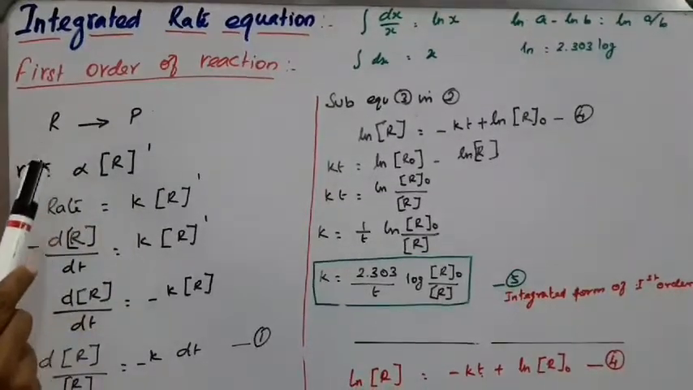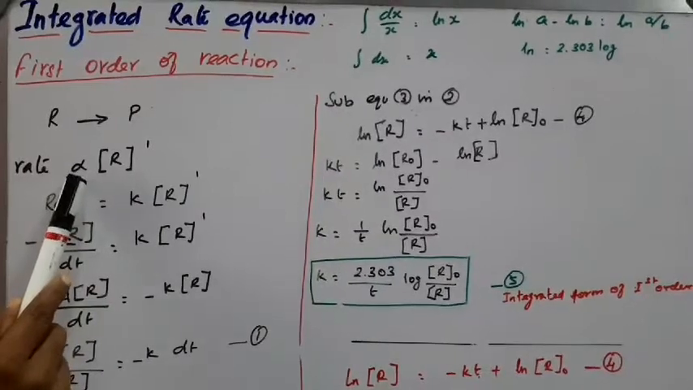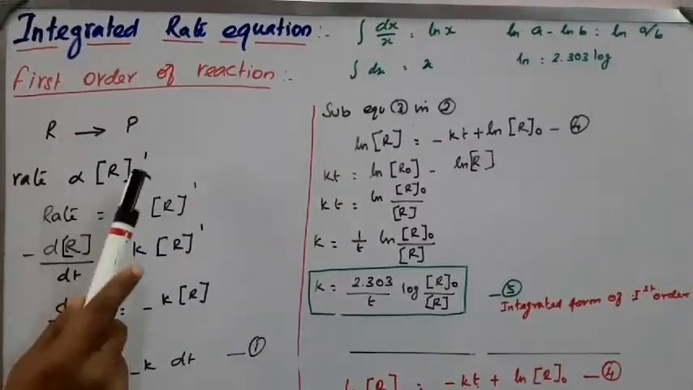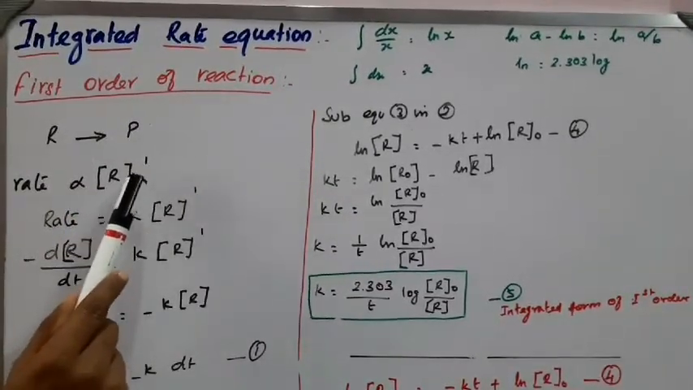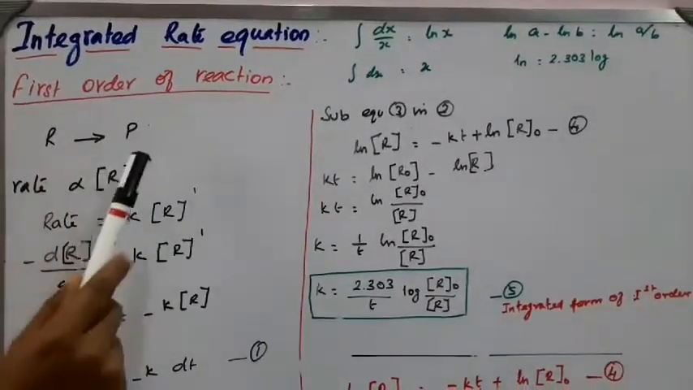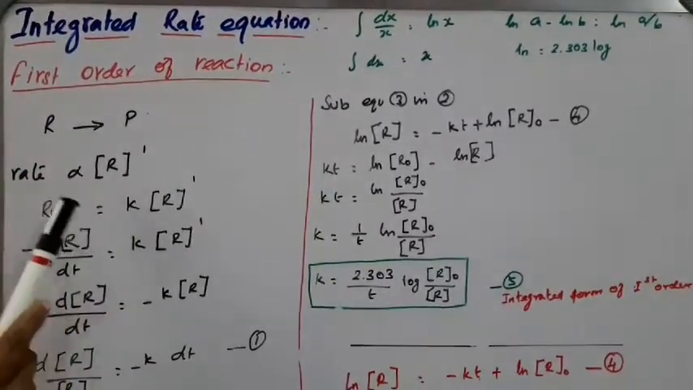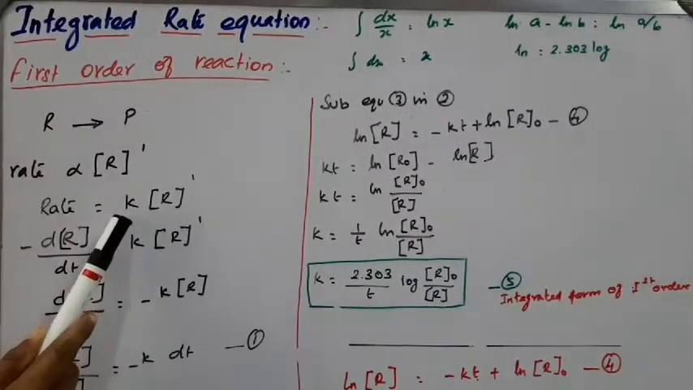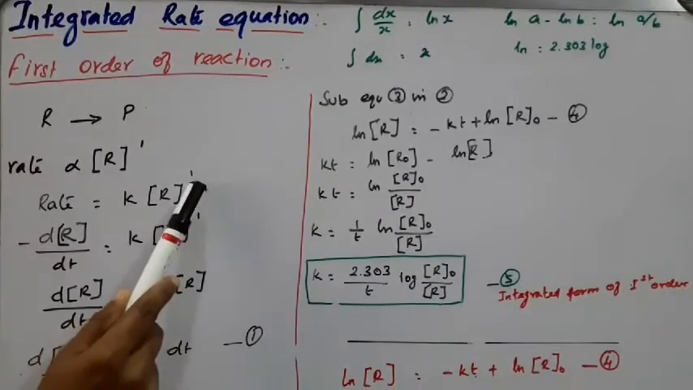So how do you write the rate of the reaction for this case? Rate is directly proportional to the reactant concentration raised to the power 1, because it is a first order reaction. Suppose it's a zero order, then the reactant concentration is raised to the power 0. Here we are going to see the first order reaction. So rate equals the proportionality constant, which we write as the rate constant k, times the reactant concentration raised to the power 1.